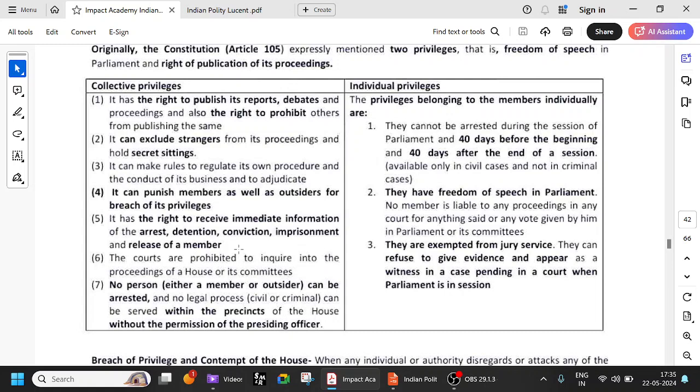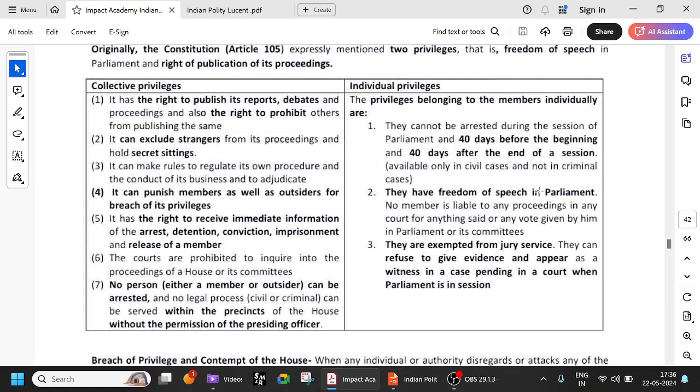So that is about the collective privileges. So if you are looking at the individual privileges, the privileges belong to the members individually. They cannot be arrested during the session of the parliament and 40 days before the beginning of the session and 40 days after the end of a session. Okay, if that particular person is part of a committee and that committee is having a meeting, then 40 days before and 40 days after that particular session. And this is available only in case of civil cases and not in criminal cases. Okay, and that too, criminal also you cannot do it within the presence.